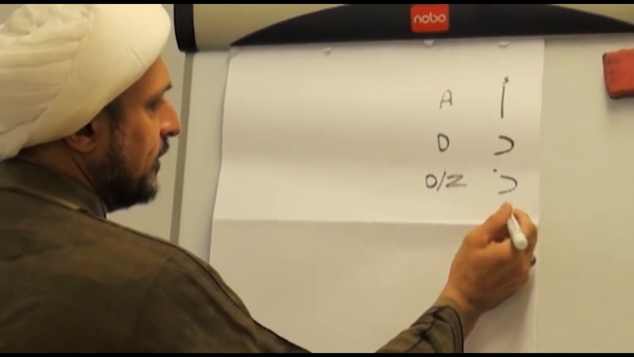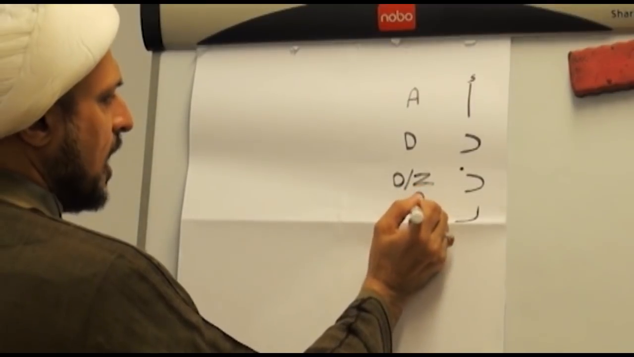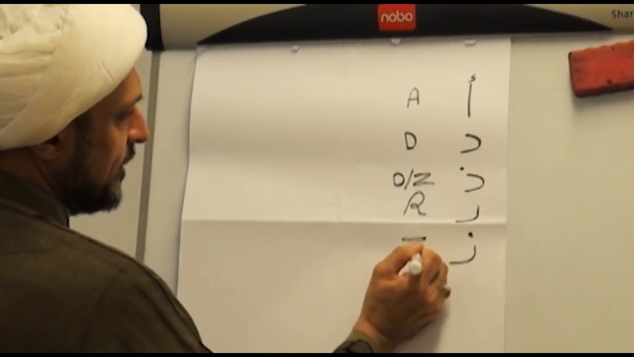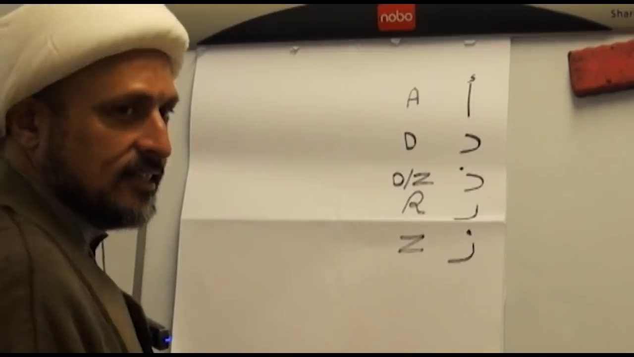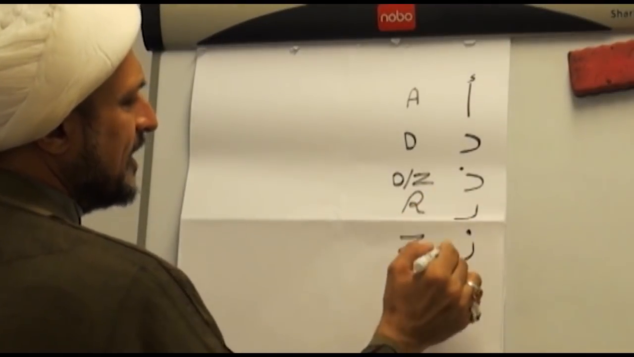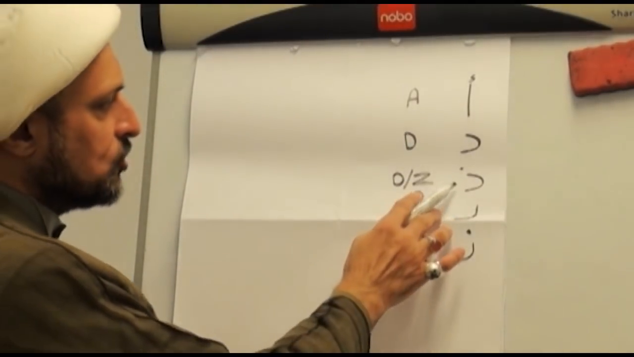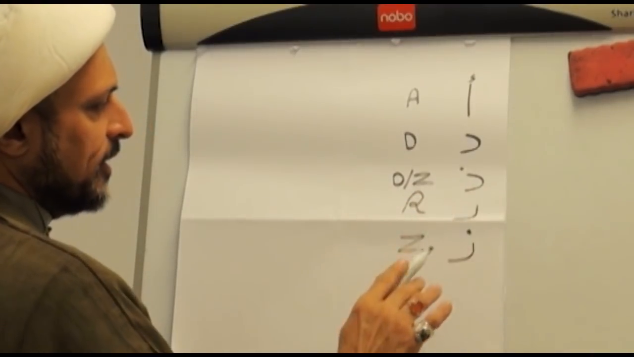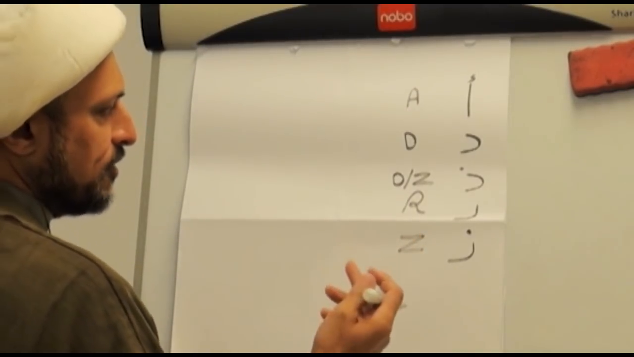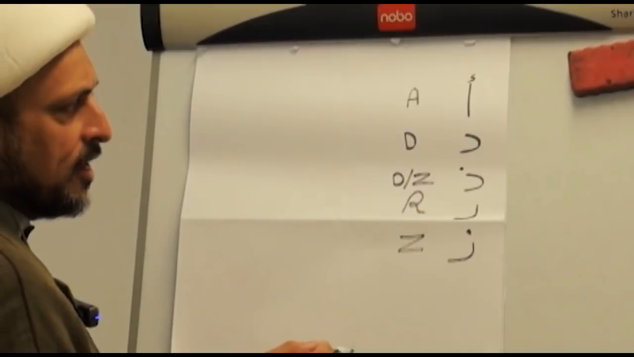And then we have this easy one, ra, which is ar, ra. And then we have za, and that is z in English, somehow close to it, za sound. See the difference? This is like dhahaba, went. This is like zahra, flower. Fatima is Zahra. And this is like dhahaba.